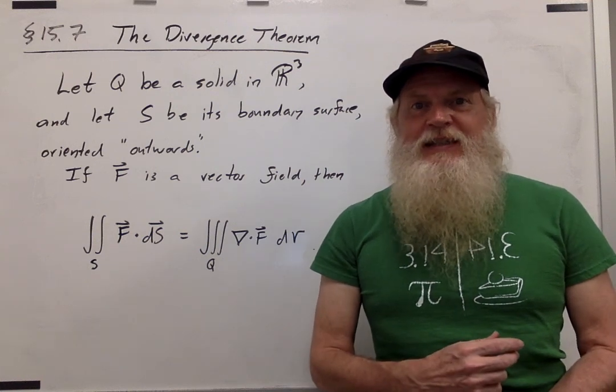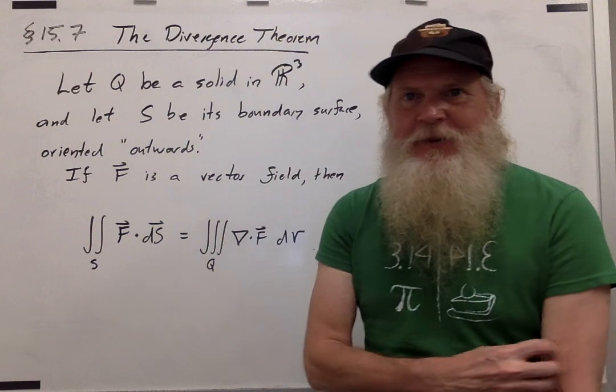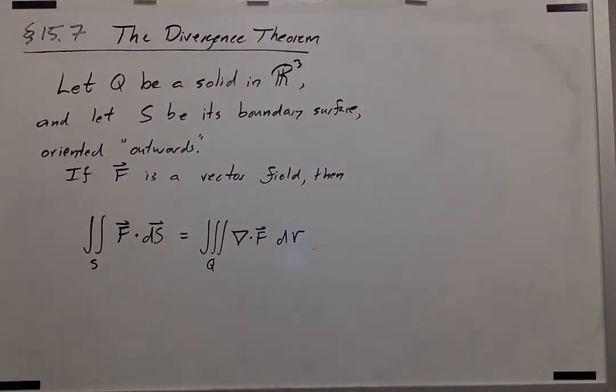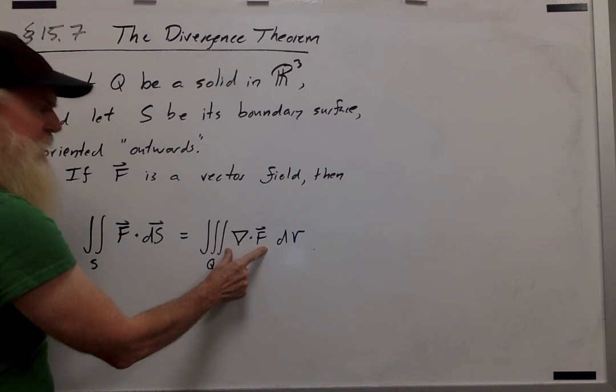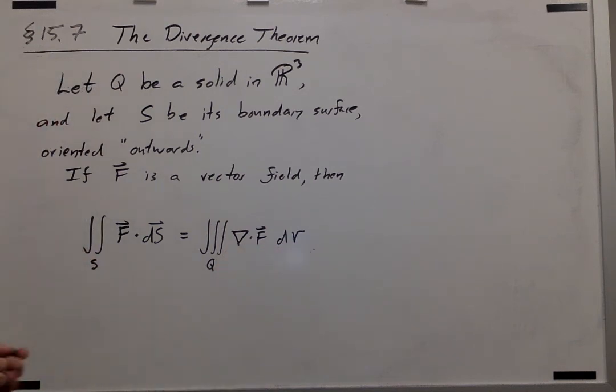Section 15.7 is the last of the big four theorems for the semester. And this is the divergence theorem. Here's the statement. Let Q be a solid in R3, and let S be its boundary surface oriented outwards. And I put outwards in ironic quotes. I'll have to come back and explain what I mean by that. If F is a vector field, then the double integral over S of F dot vector dS is the same as the triple integral over Q of the divergence of F with respect to volume.